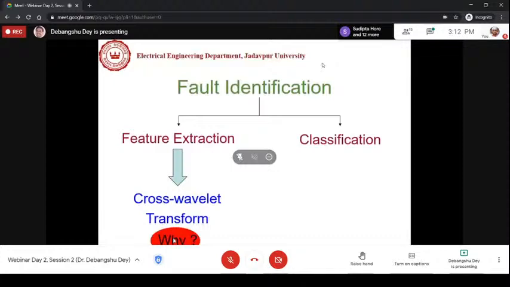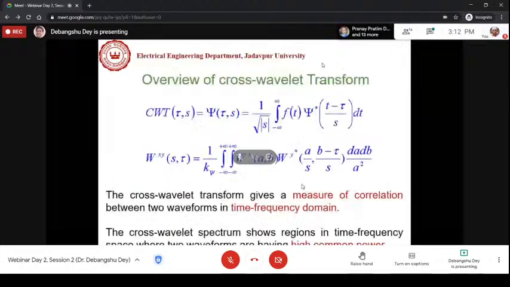Most of you probably know this, but if you do not know, then I am just explaining it. For the Fourier transform, you know, it gives the frequency content of a signal, that means what frequencies are present in the signal. Using the wavelet transform, we can have a time-frequency representation, that means at which time which frequency is present. The cross wavelet transform is an advanced version of the wavelet transform, and it correlates the time-frequency domain between two signals.